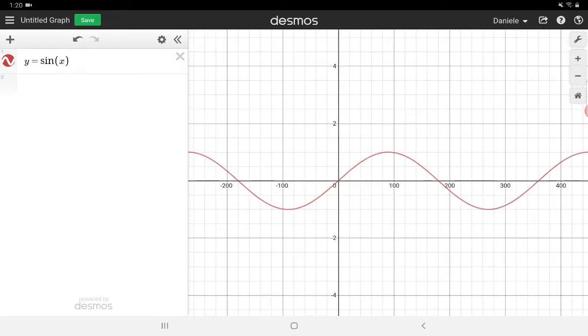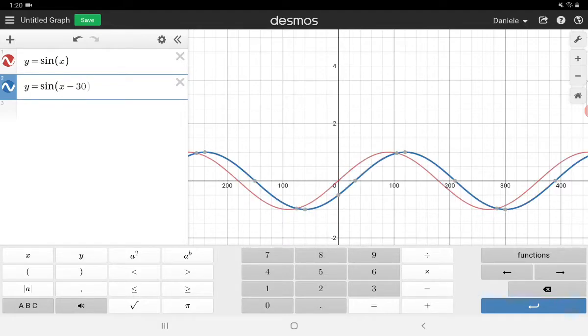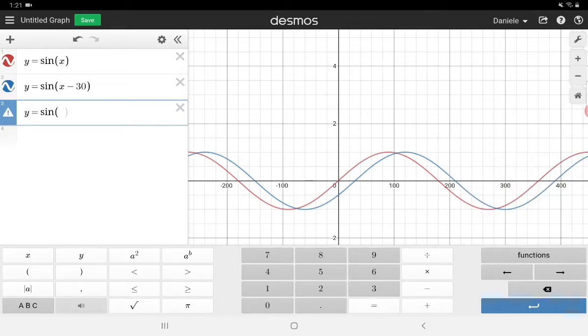Then we're going to do y equals, press functions, sine x minus 30. And then lastly, we can close that bracket there. Lastly, let's do y equals sine x plus 60.